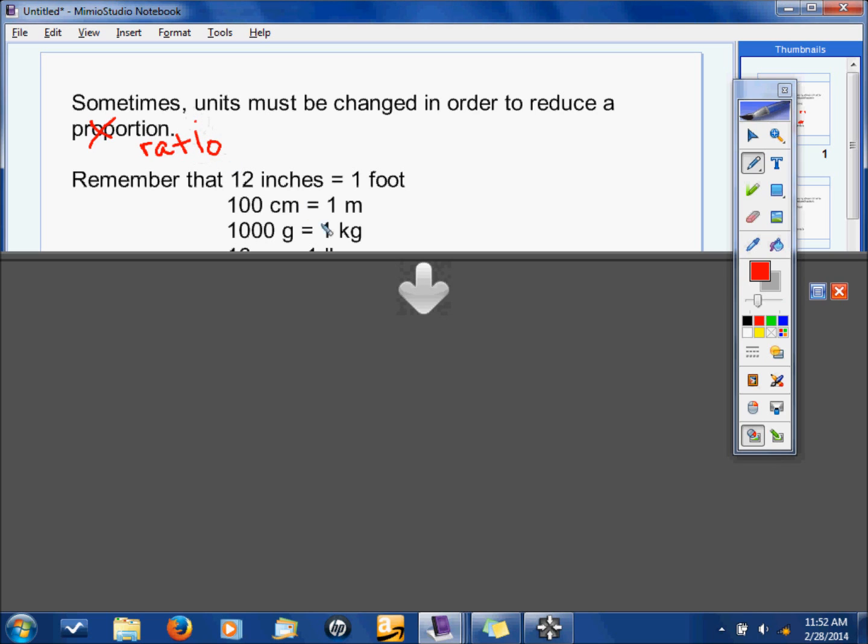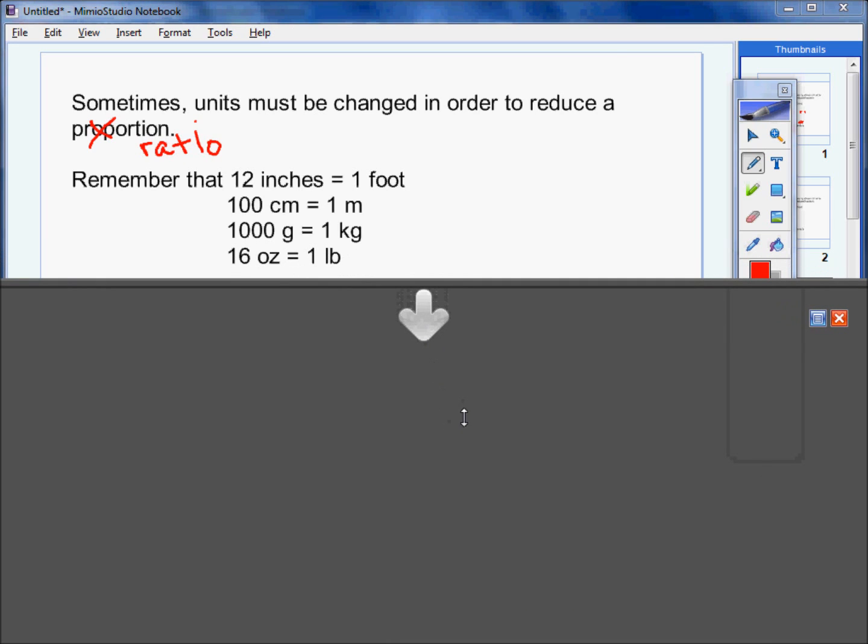Okay, so sometimes units must be changed in order to reduce a ratio. Right here I just have some things. They should be common to just about everybody besides Harry and Grace because they weren't raised on the English system. These are metric. This looks real familiar. Okay, 100 centimeters to 1 meter. That'll be harder for those of us who aren't as used to metric.